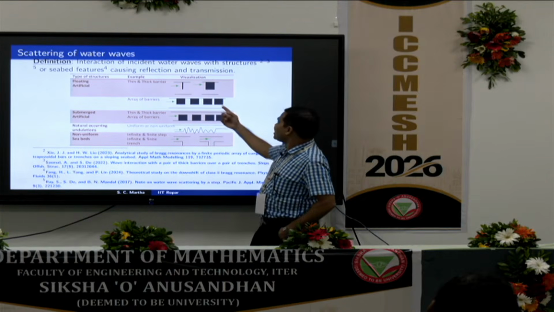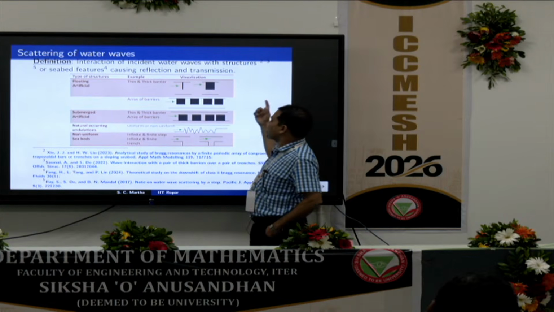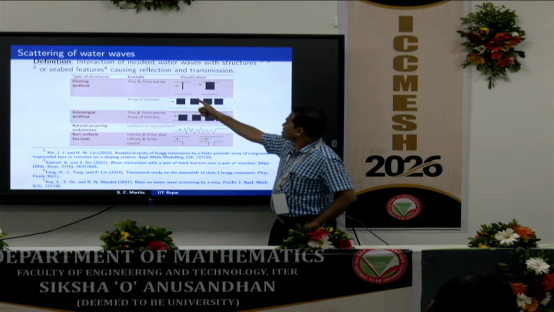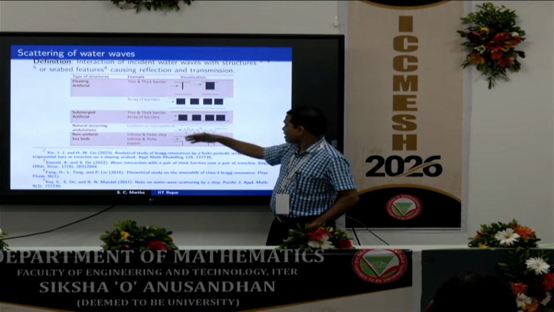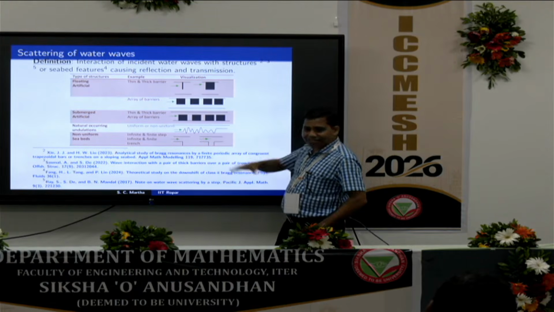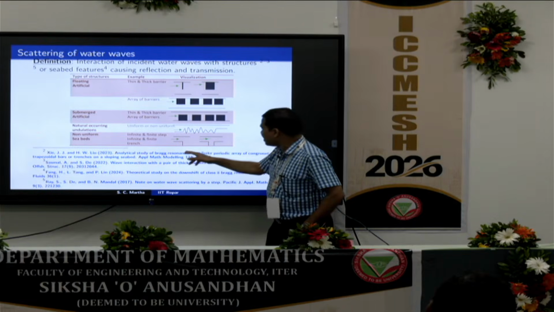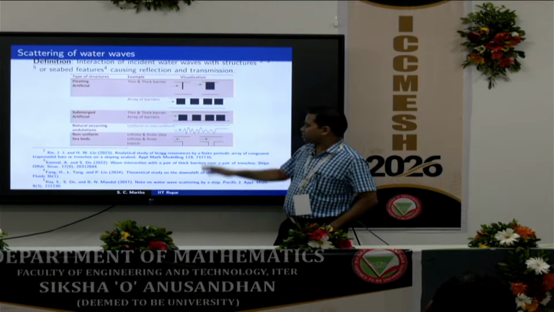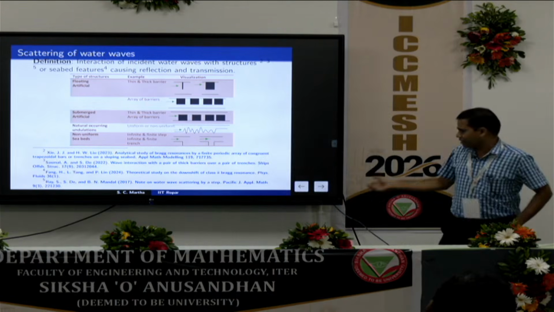It can be a thin barrier or a thick barrier, it can be an array of barriers, or the barriers can be at the surface of the water, or at the bottom of the ocean. The bottom can also be some undulating bed, it may be oscillatory in kind, it can have a trench type, it can have a step type. Of course, there is huge literature on this.